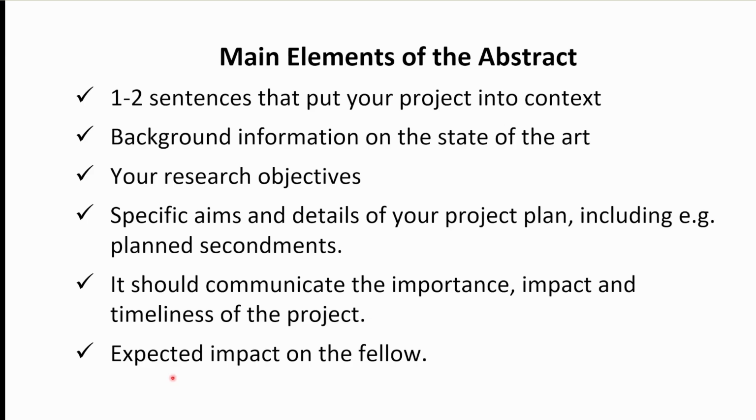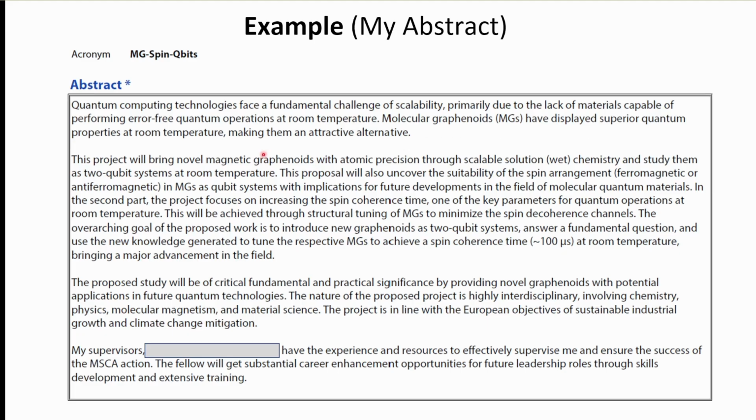Next I show how I wrote the abstract in my proposal. This is literally the abstract screenshot of my proposal. You can access it by writing the title of my proposal on the MSCA website. And this is how I structured it. I basically broke it down into four small paragraphs. Each paragraph conveys a different message, so I will explain it here.